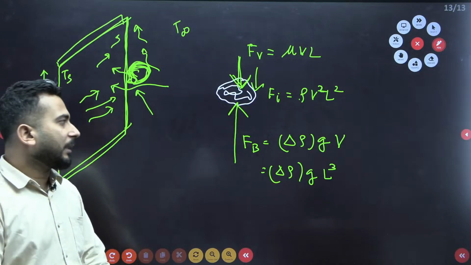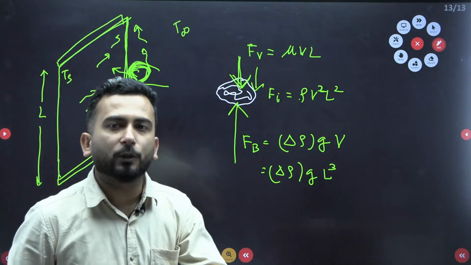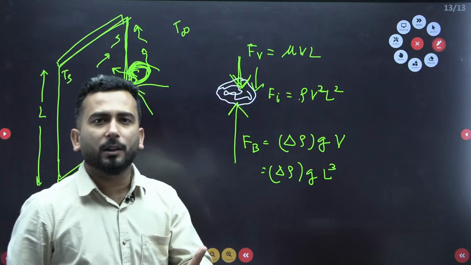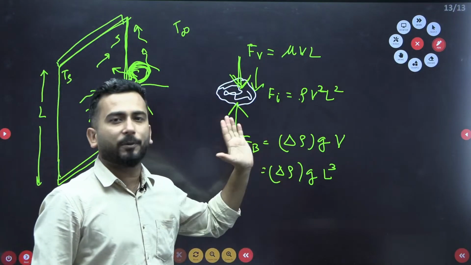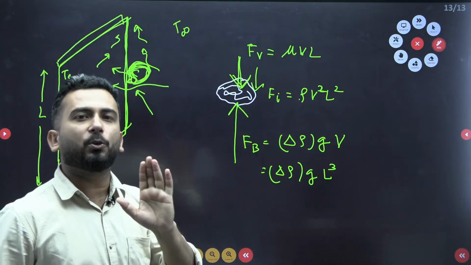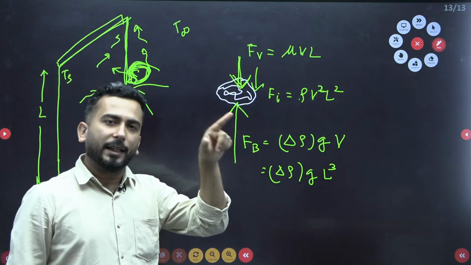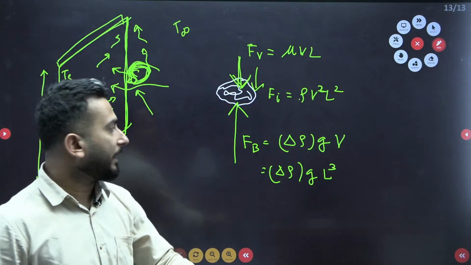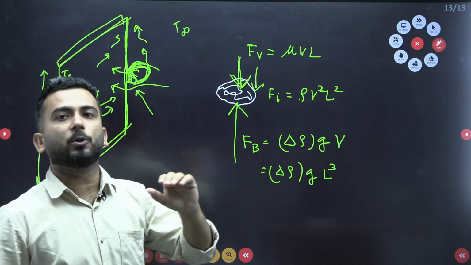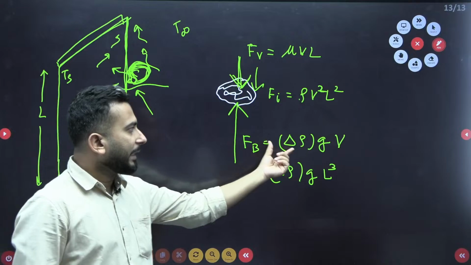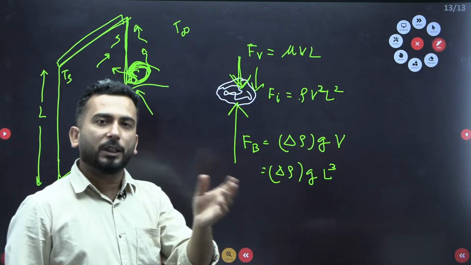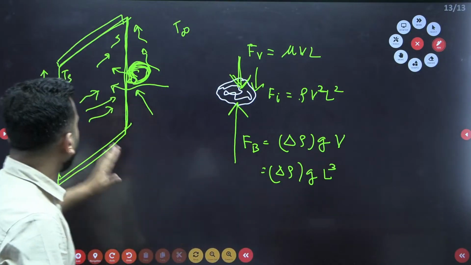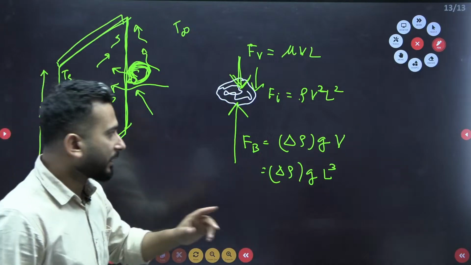Again I repeat, in convection, whatever buoyancy force is taking place, is it due to pressure difference? No, it is due to density difference. In fluid mechanics, the buoyancy force you have studied is due to pressure difference. But here, whatever buoyancy takes place is due to density difference. So I have written delta rho, rho g V is the force, and in place of V, I have considered L to be the predominant direction, so L cube.